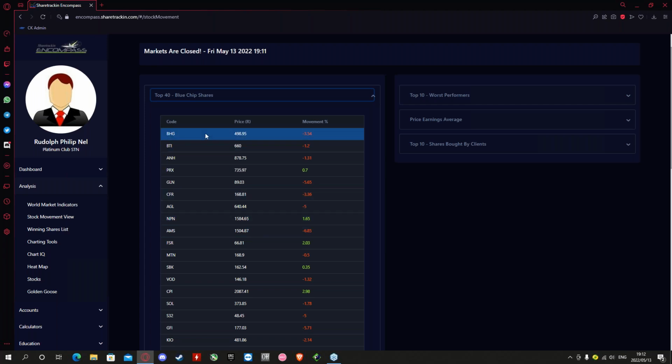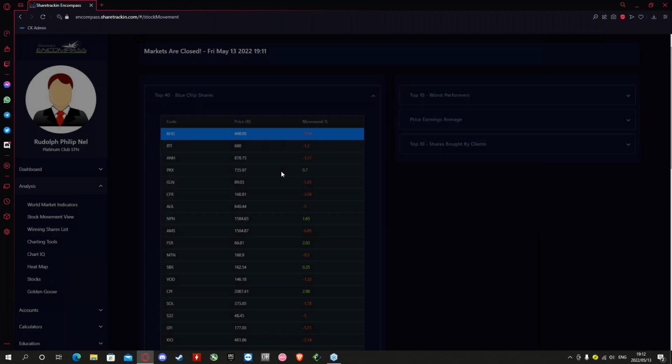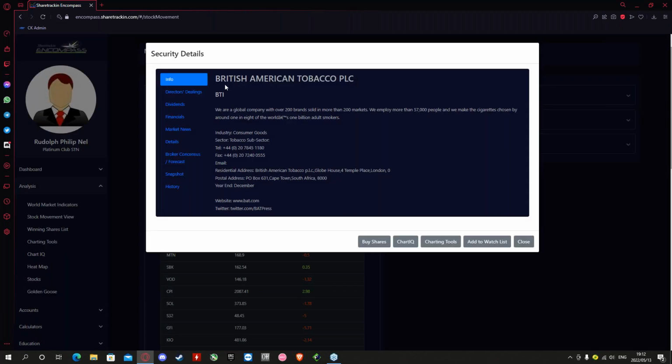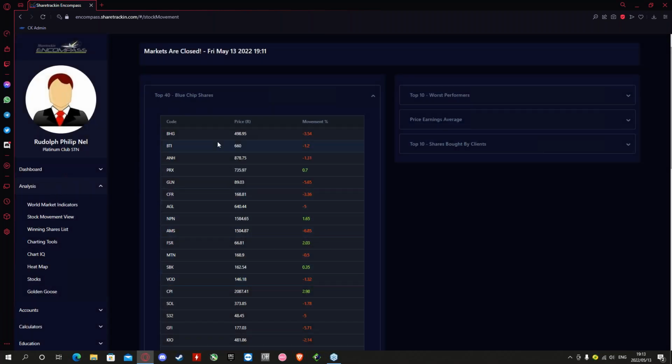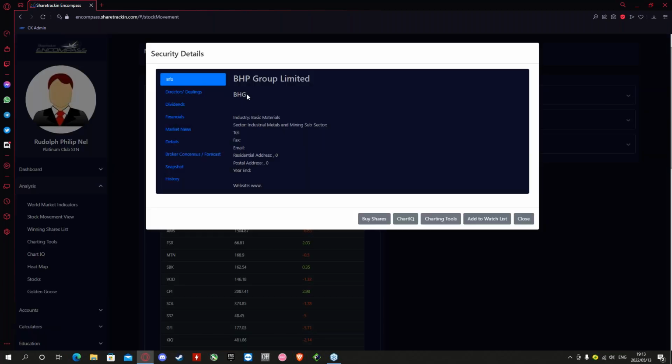Each one of these will give you a 3-digit code. So every company has a 3-digit code. If you want to know the name of that code, all you do is click on the share, and it will show you the name. So that's BHG Group Limited. If we click on the next one, BTI, British American Tobacco PLC. So every one of these is clickable. You just click on it and it will give you the name of that company with a little bit of research on it. So it will show you a little bit of information on the company.